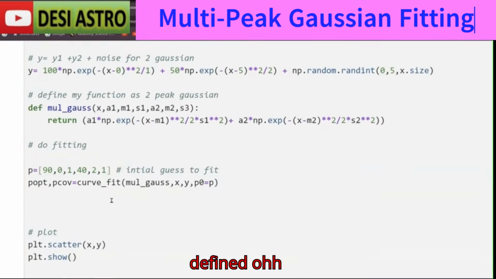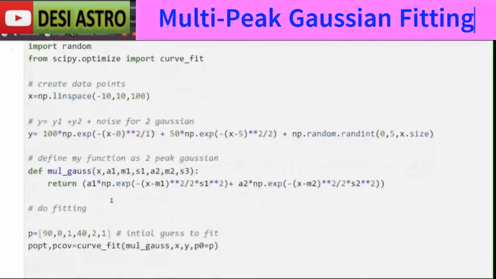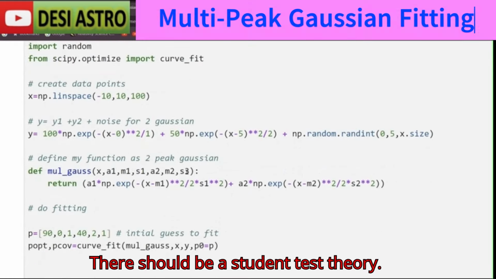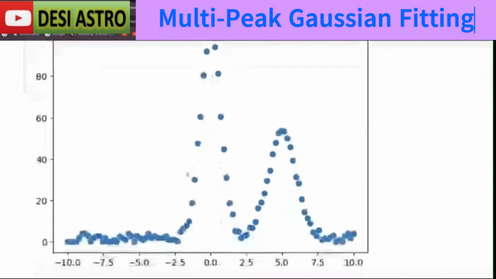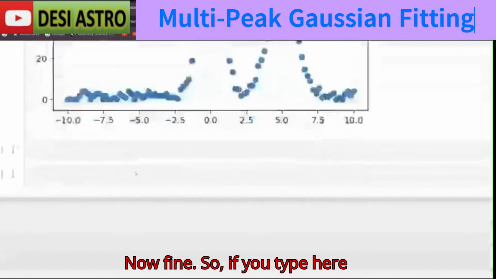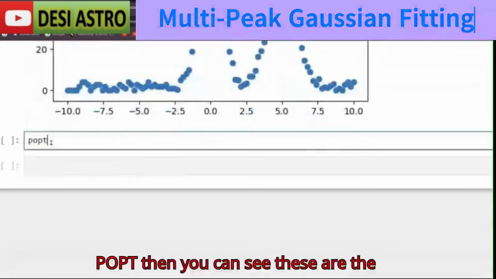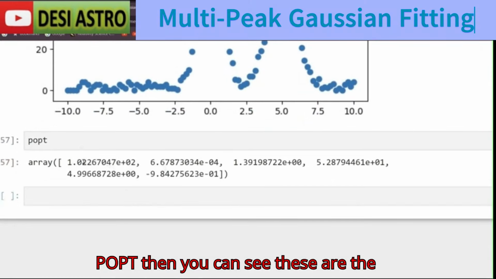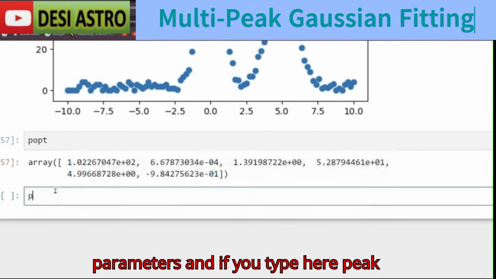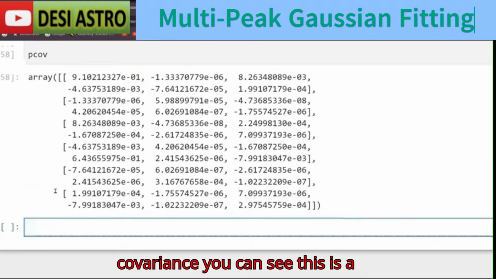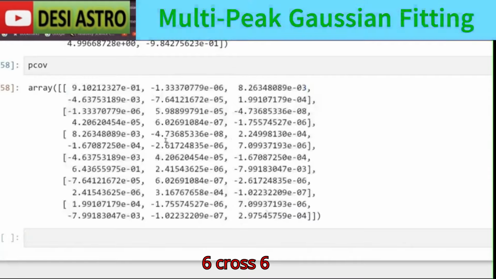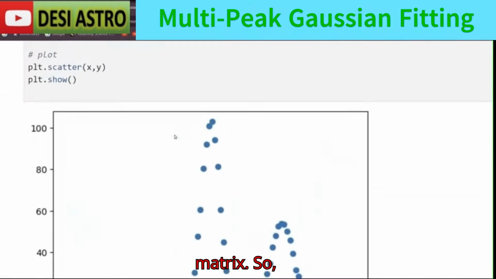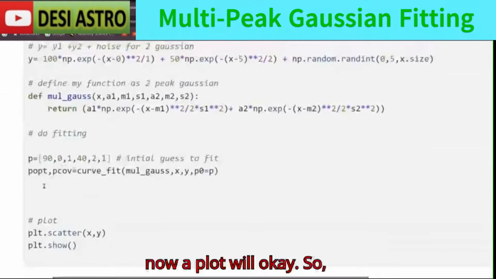S2 is not defined. Okay, there should be S2, not S3. Now fine, okay. So if you type here POPT, then you can see these are the parameters, and if you type here P covariance, you can see this is a 6 cross 6 matrix, right? So now plot it, okay.